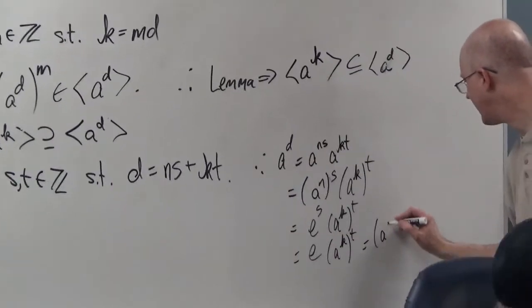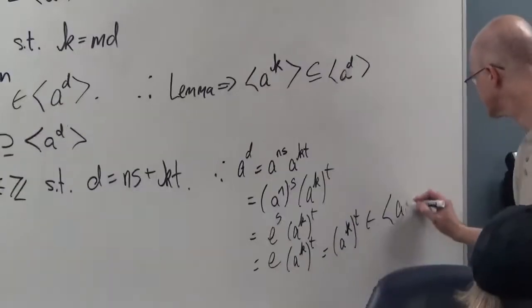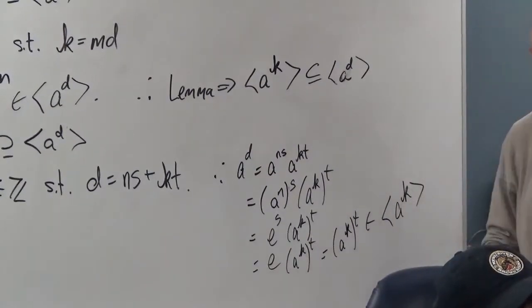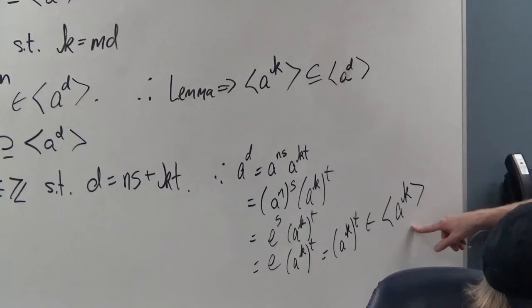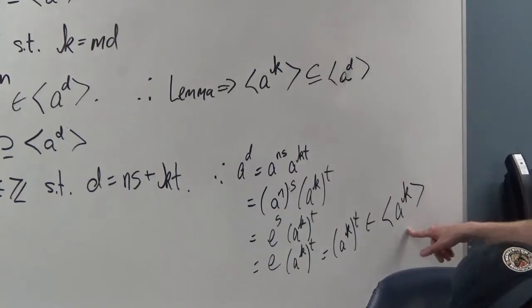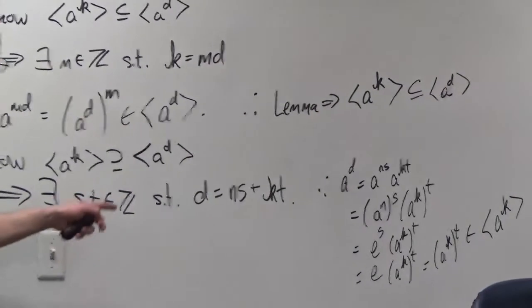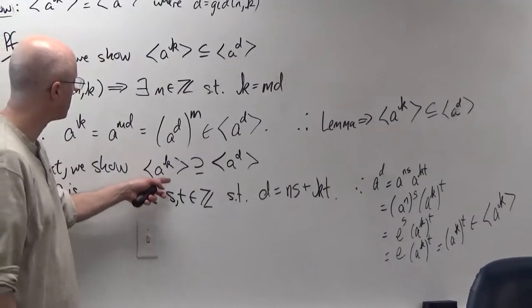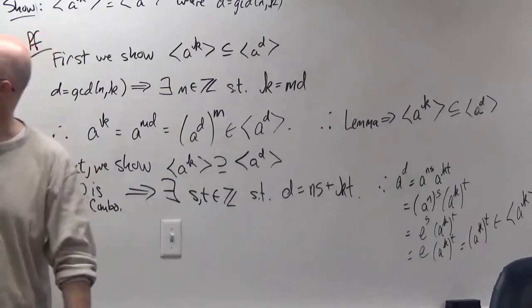This equals a to the k to the t power. This is then an element of the cyclic subgroup generated by a to the k. And that does it. That means a to the d is in there, which means, by the lemma, that the cyclic subgroup generated by a to the d is a subset and also a subgroup of this. The two inclusions together then mean you have equality.